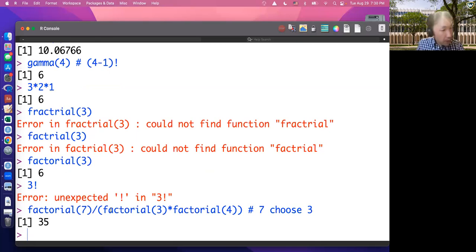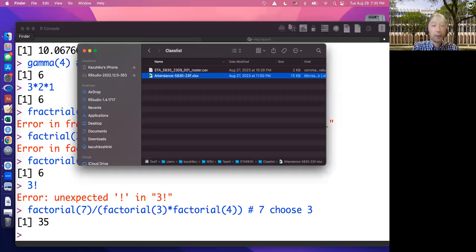Do you have questions so far? Yeah, so you can see slides for these codes.